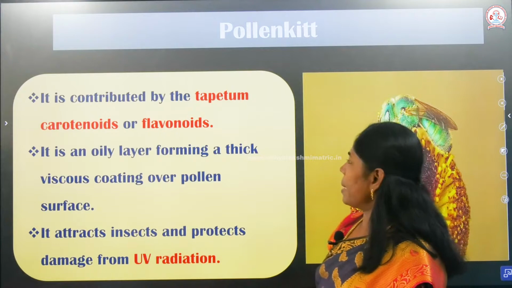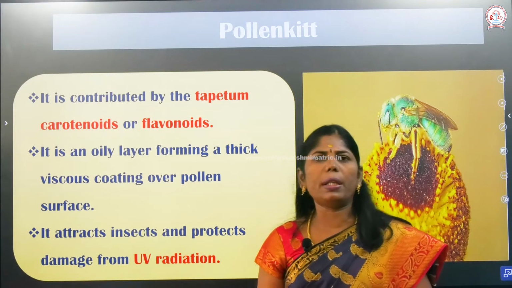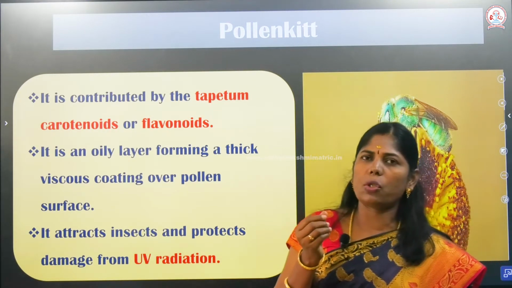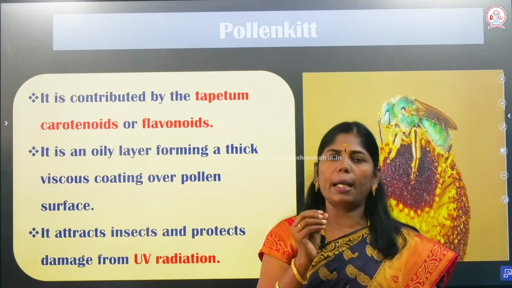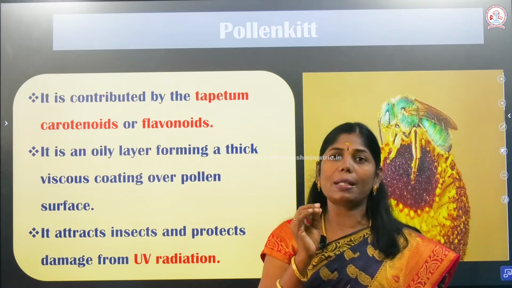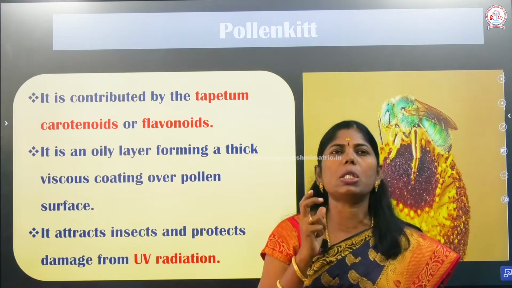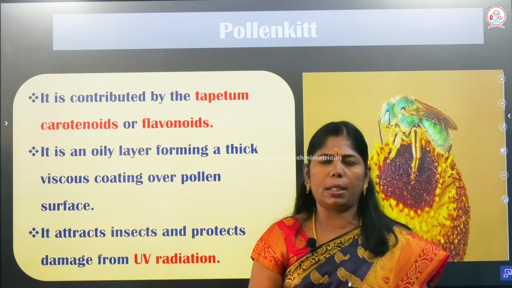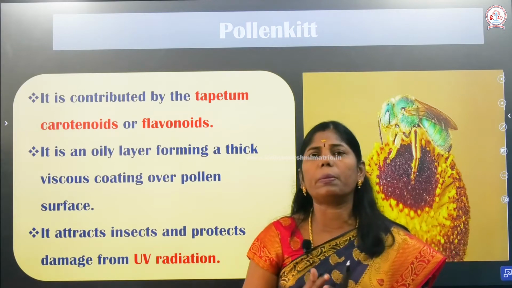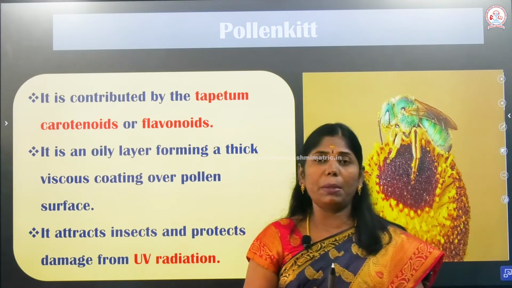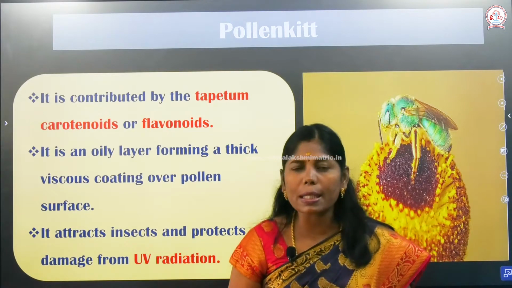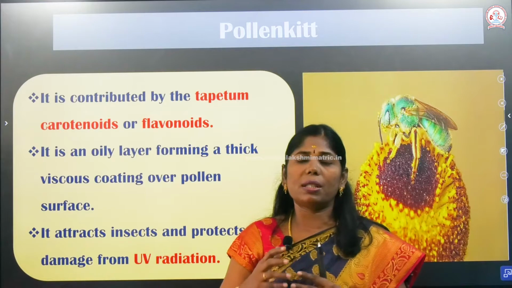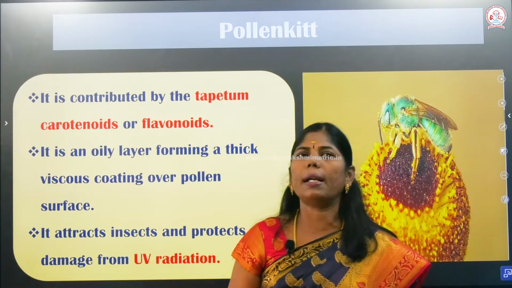Next we have to see the pollen kit. So what is the pollen kit? We can see a powder-like structure, viscous in nature, on the anther. If you just touch the anther, it is viscous in nature, yellow to yellow-orange in color. That is your pollen kit. Actually the pollen kit is contributed by the tapetum. The tapetum layer gives the pollen kit. It consists of carotenoids and flavonoids, chiefly made up of carotenoids and flavonoids.